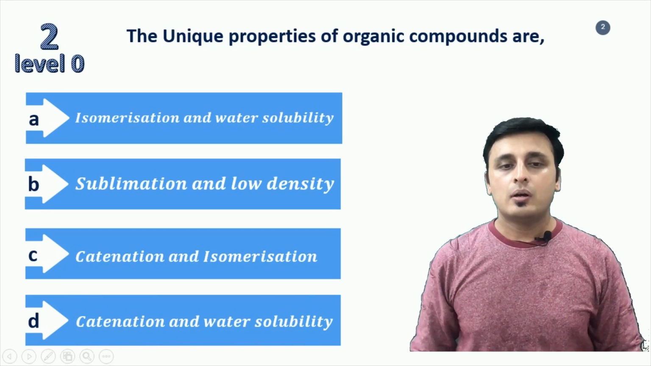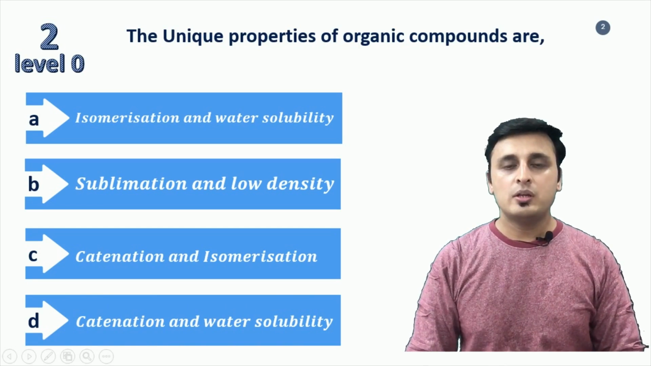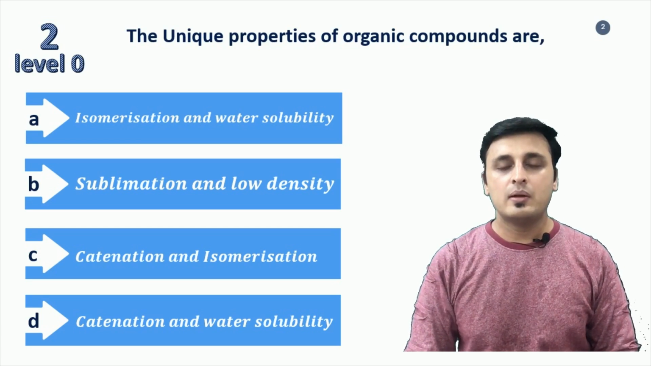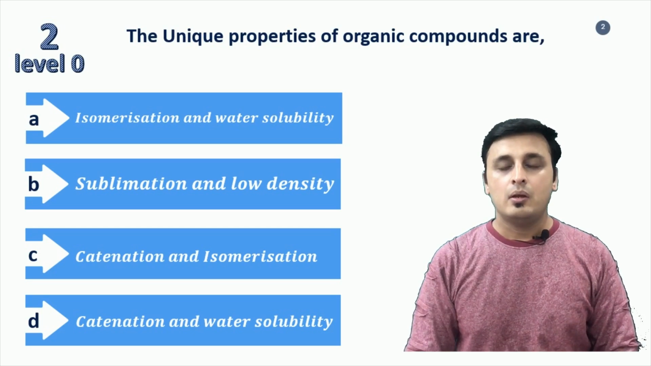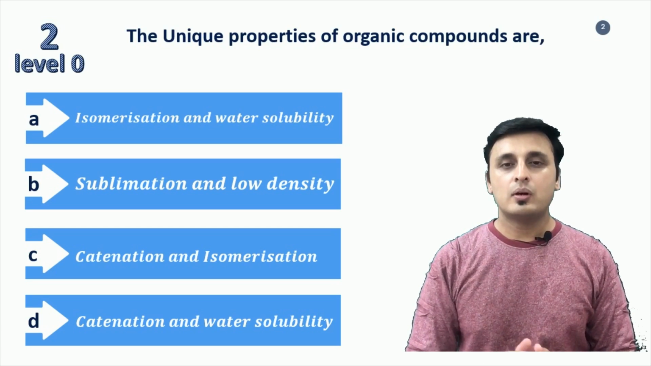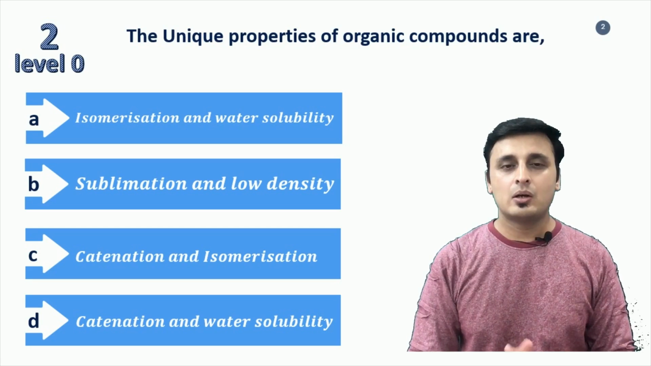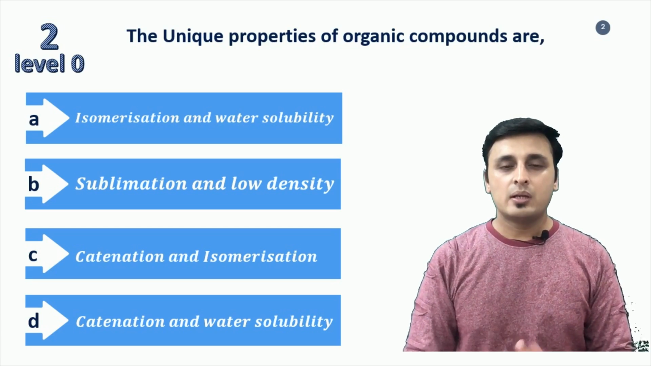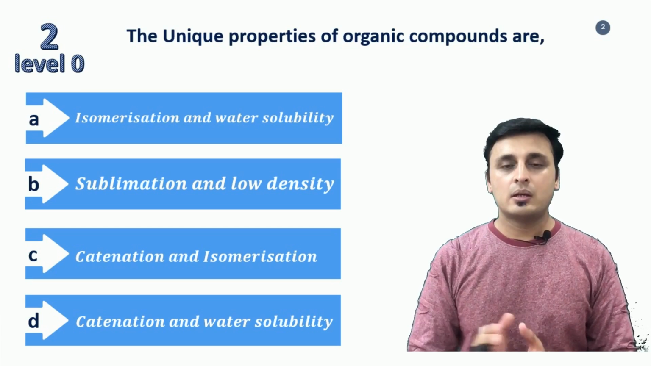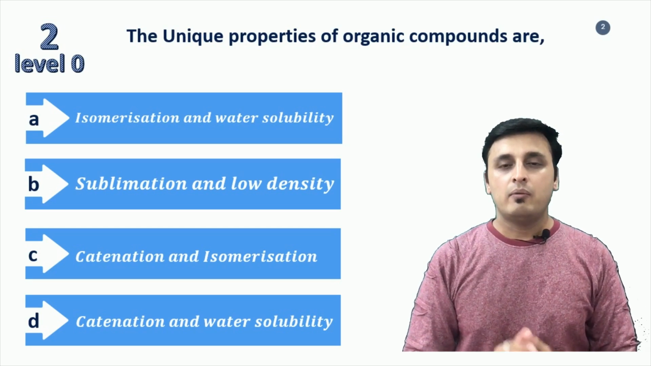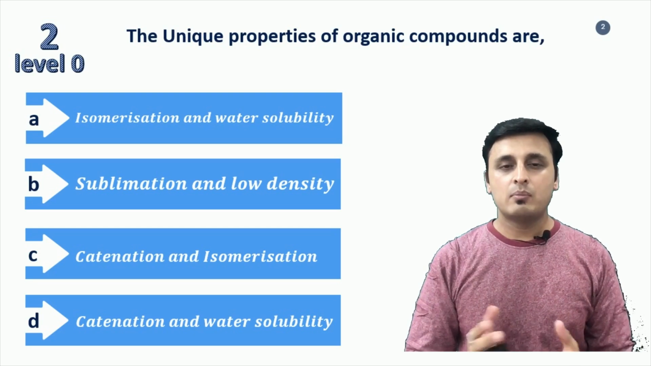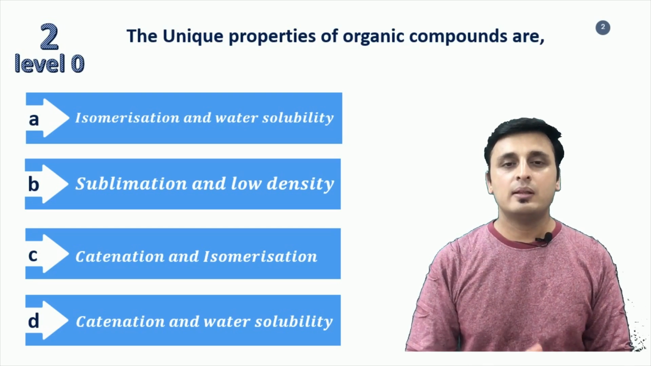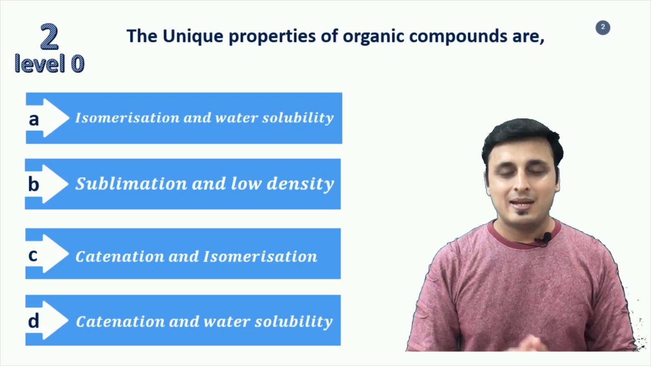Dear friends, organic compounds can carry some unique properties. When we talk about isomerization, organic compounds definitely isomerize to form different organic compounds. Water solubility is not a unique character of organic compounds. Some organic compounds are water soluble while other compounds may not be soluble. Density may not be a unique property because some organic compounds may have low density while other organic compounds may have high density.